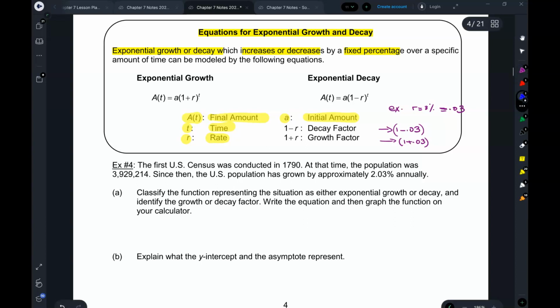In all other books, these are usually written in two ways. N equals n subscript 0, 1 plus r to the t. Or y equals y subscript 0, 1 plus r to the t. And this subscript 0, like y subscript 0, is the initial y. We read it as y naught. Okay, that's the notation. All right, Leah, you're with us? Yeah. Okay.